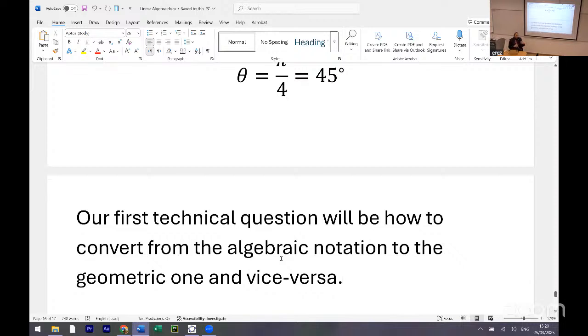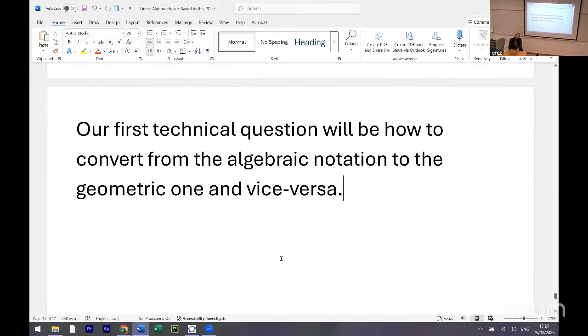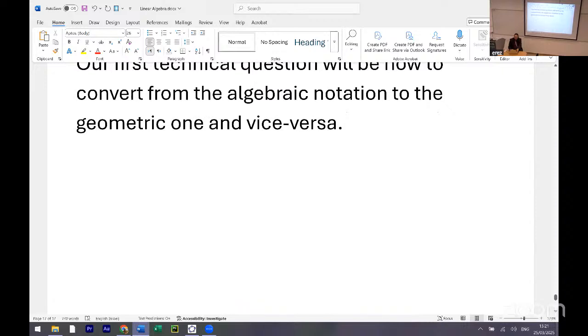And vice versa, if you have the distance and the angle, you wish to find a and b. Okay, so let's start. Which one do you think is easier, from the algebraic to the geometric, or from the geometric to the algebraic? Algebraic to geometric. The opposite. Students always answer the opposite, so it's not 50-50. It's much easier from the geometric to the algebraic. You'll see in a second.